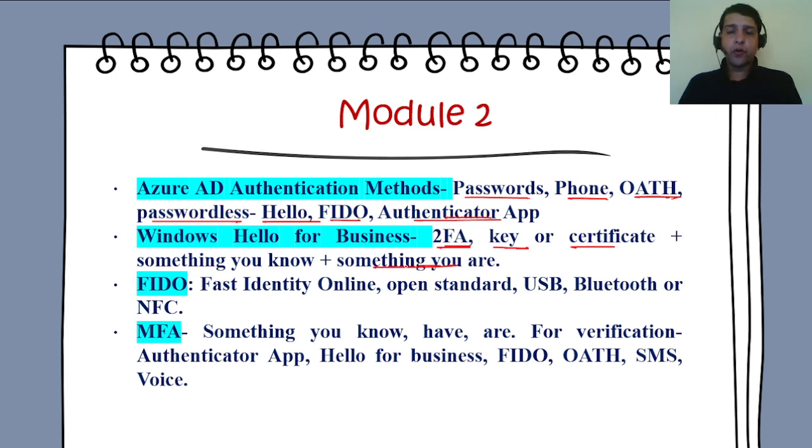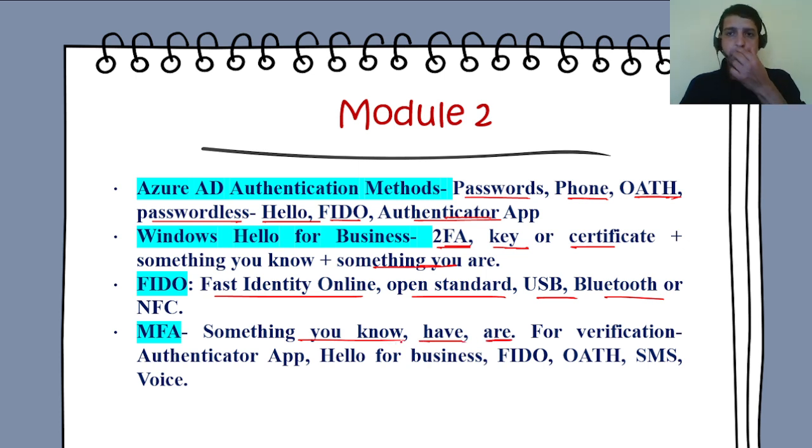You have your phone or you have a device where we can send you a code. And FIDO is Fast Identity Online. It is an open standard. You can use either USB or Bluetooth or NFC communication here. MFA is something you know, something you have, or something you are.